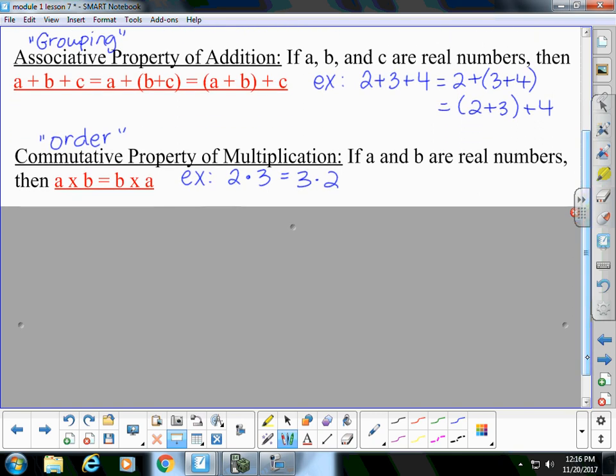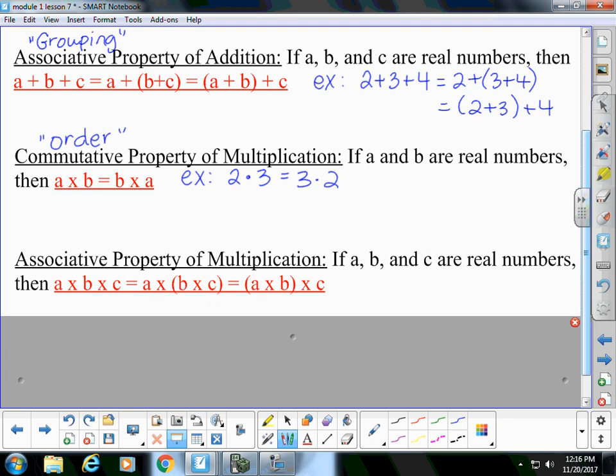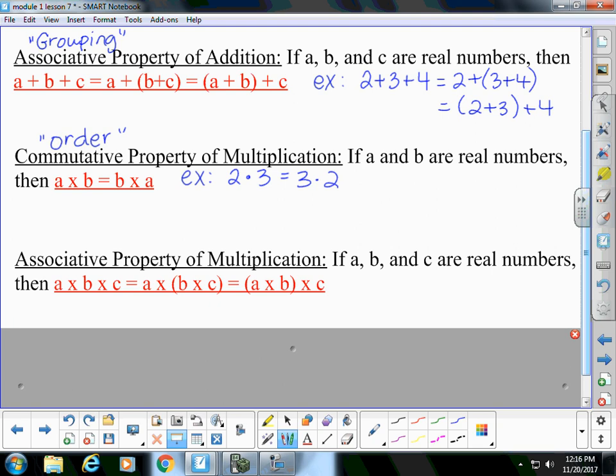And again, the associative property also works for multiplication. And again, I think of this as the grouping property. Doesn't matter what order you group them in, you're still going to get the same answer. Okay, think of this as the last example that we did with the two people. So for example, 1 times 2 times 3.